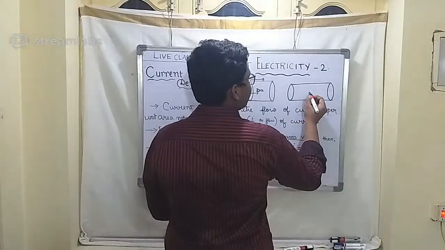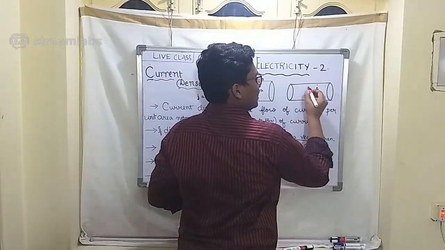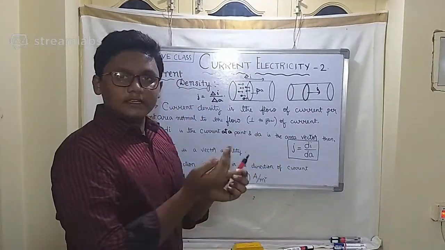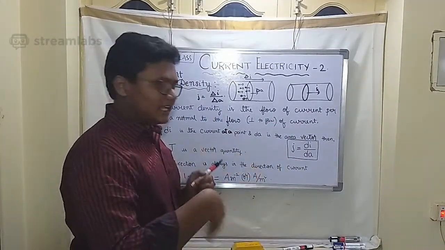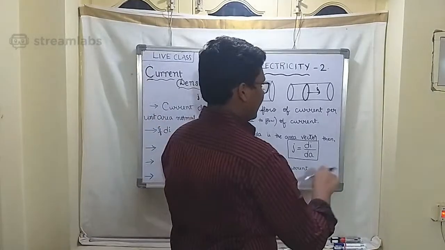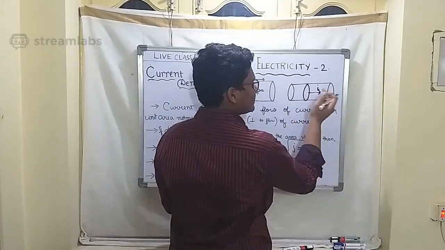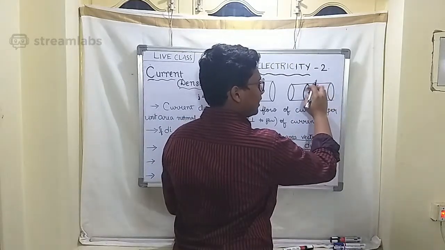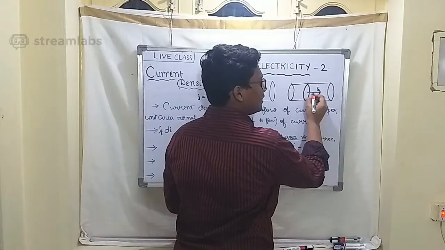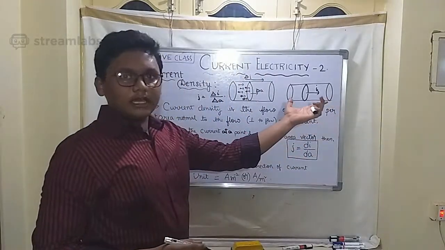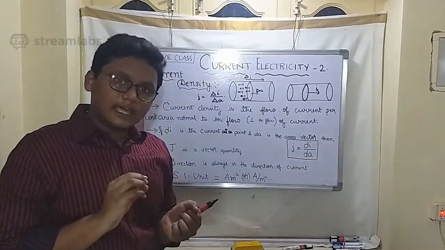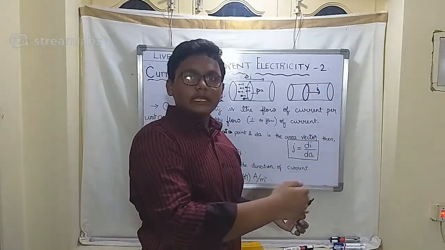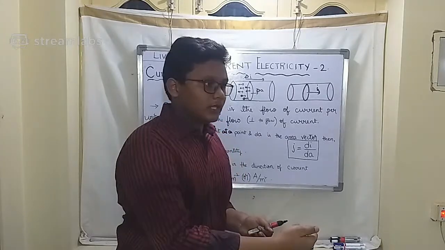If the current is flowing in this direction I, I'll explain the case when the area is not perpendicular next. But in this, this is the cross-sectional area. If this is perpendicular, then as I said already, current density is in the direction of flow of current, which means it is taken as perpendicular to the area.